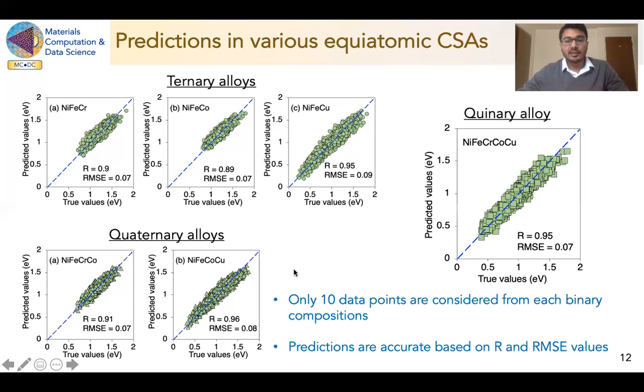Now the ultimate challenge is to predict the migration energies of quinary alloy from their constituent binary alloys. And this plot shows the equiatomic nickel iron chromium cobalt copper results. And you can see that the predictions are very accurate with the R 0.95 and RMSE 0.07. So overall, what was our hypothesis, our idea: we want to predict the migration energies from binary alloys for these ternary, quaternary, and quinary, which we are able to get.